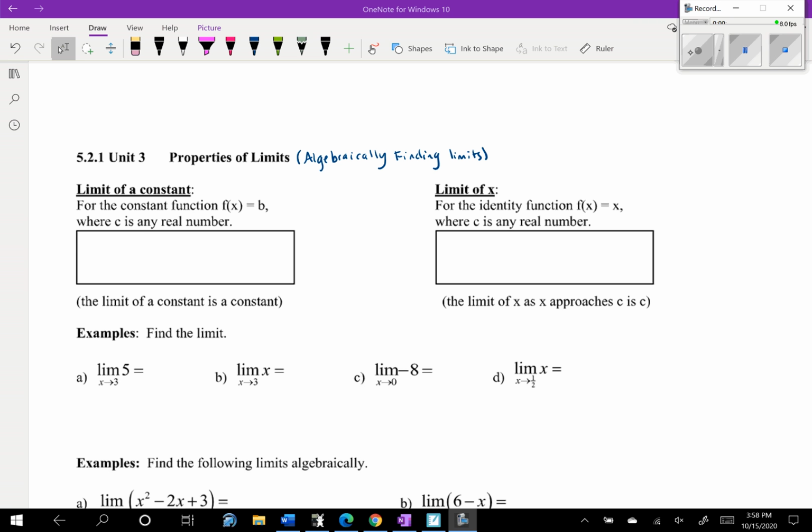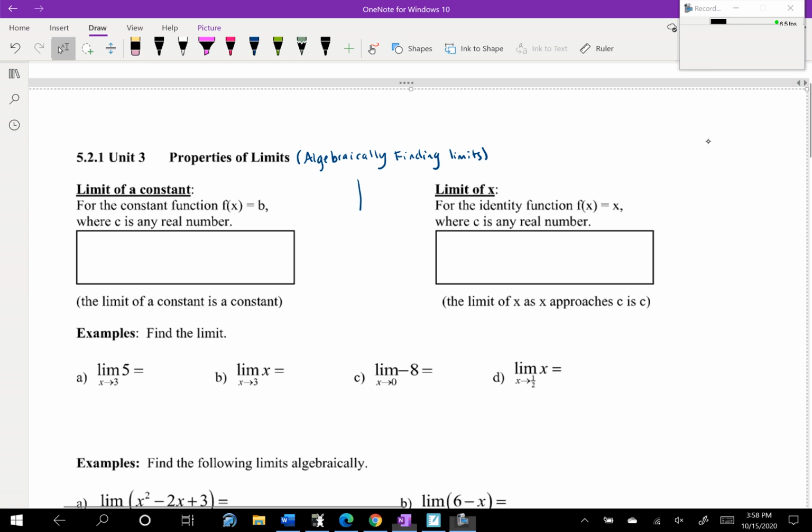Today we're going to look at the properties of limits. This allows us to algebraically find the limits. In the last section we talked about graphically finding limits. So for the first property we have the limit of a constant.